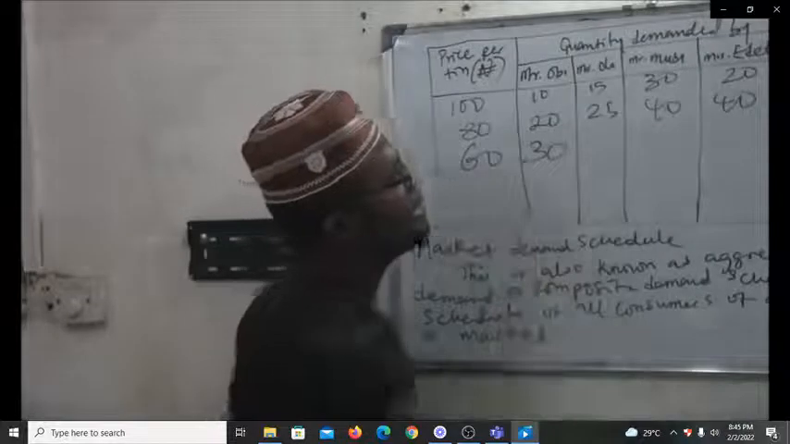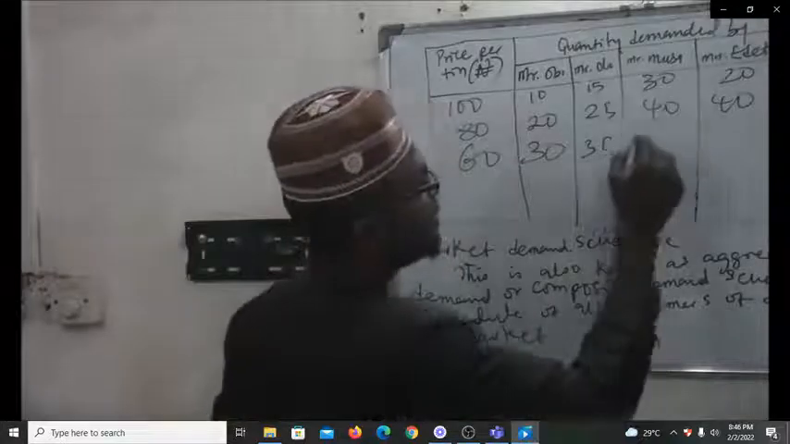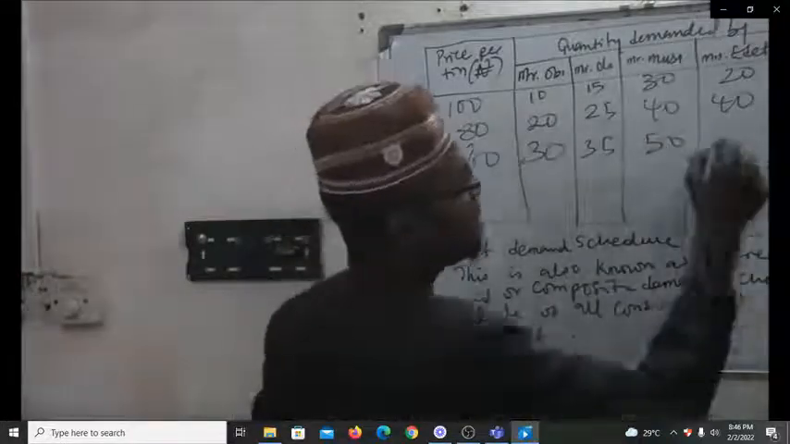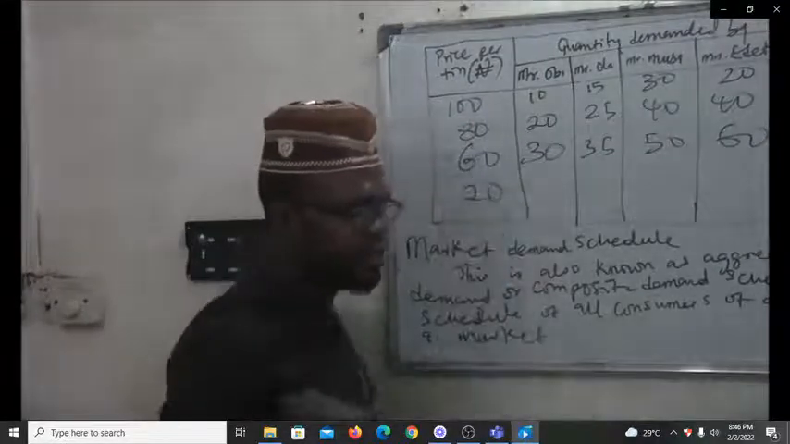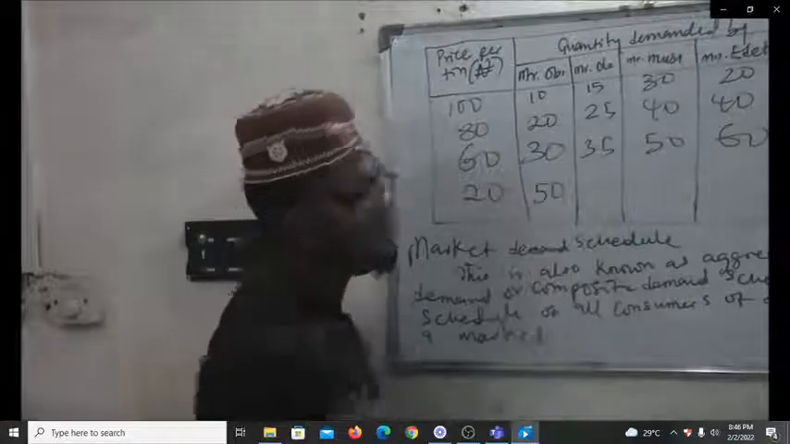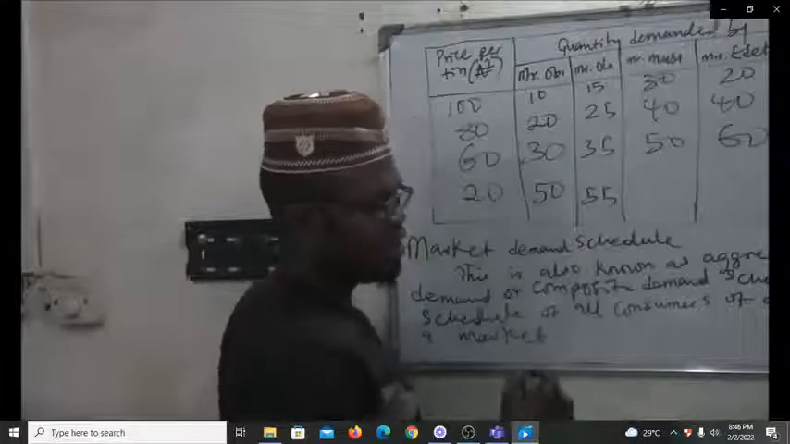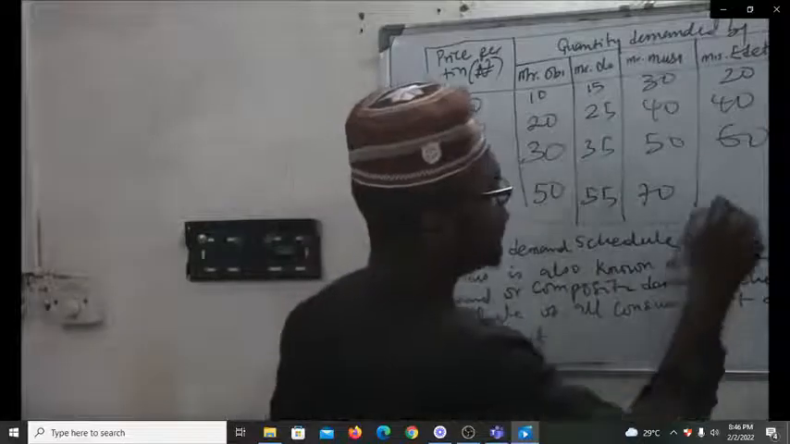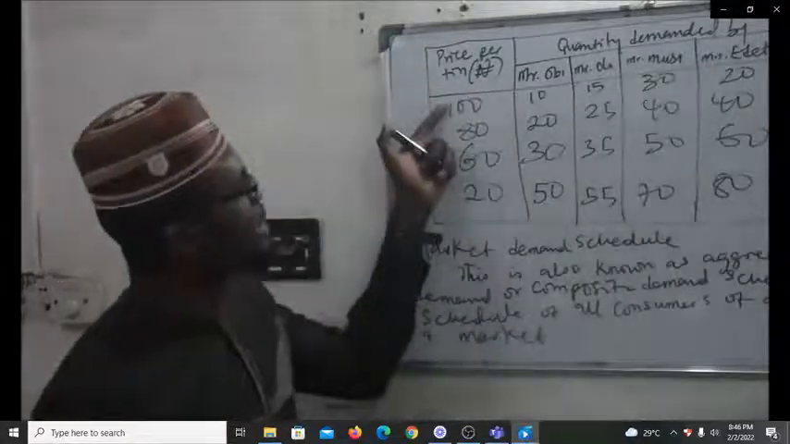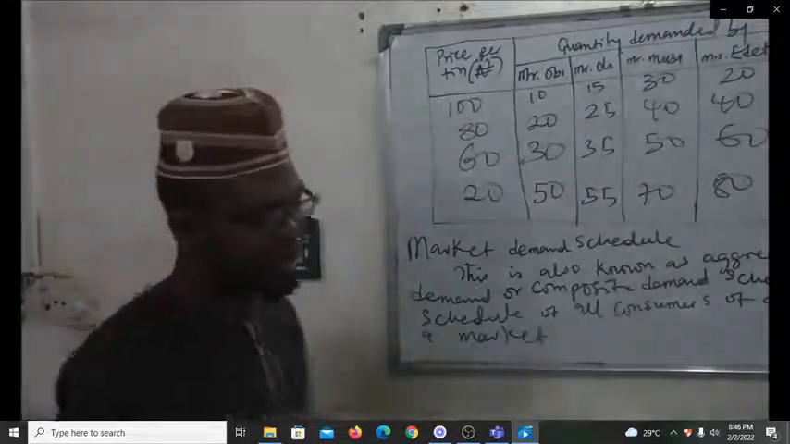And when the price is now what? 60, Mr. Obi will increase his own more to 30, Ola 35, Musa 50, Edith 60. And when the price goes further down to 20, Mr. Obi will demand even more, 50. Mr. Ola will demand 55, Mr. Musa will demand 70, and Mrs. Edith will demand 80. You can see that as the price is reducing, their demands are increasing. Is that clear?